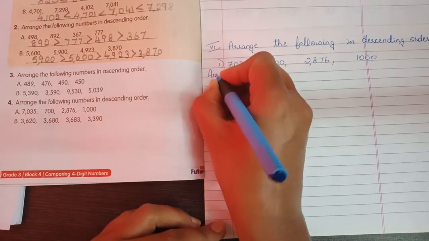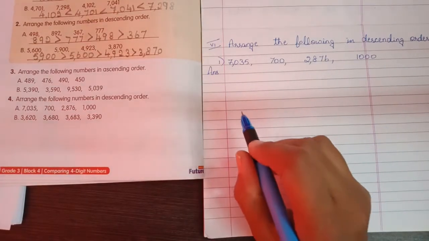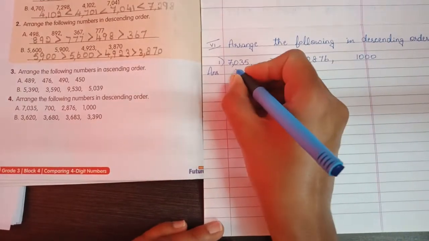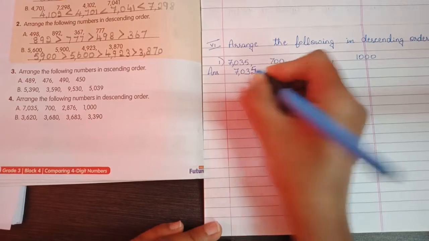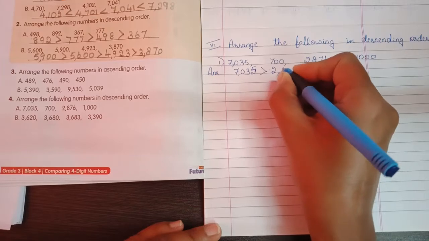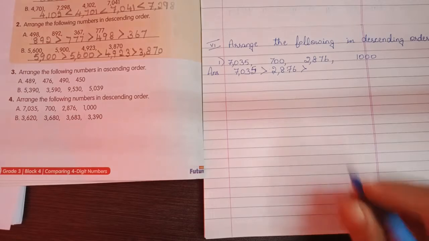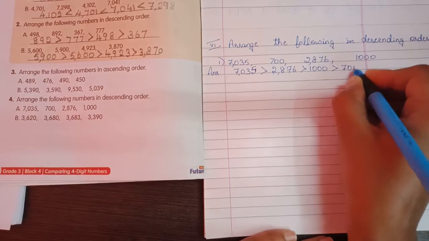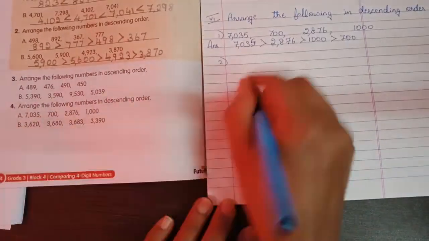So here descending order means we have to arrange them from big to small, and we have to use the greater sign, right? So which is the biggest number here? It is of course 7035. And then this is greater than 2876, which is greater than 1000, which is greater than 700. Yes.